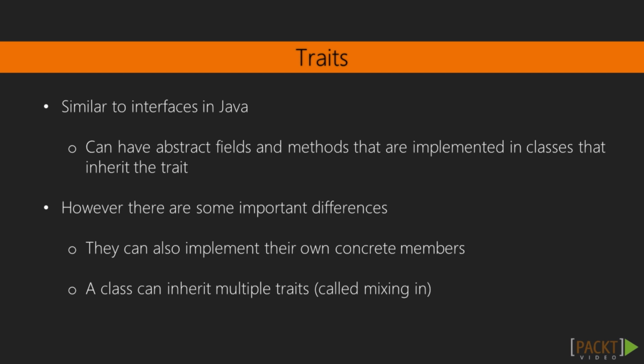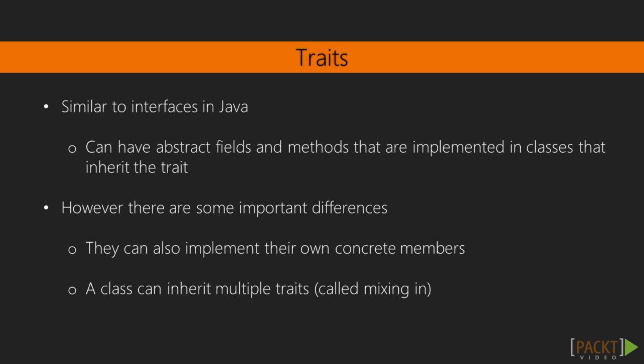Traits in Scala are very similar to interfaces in Java. They are most commonly used to represent abstract entities that can have abstract fields and methods that must be implemented in entities that extend that trait. Having said that, there are some important distinctions between Java interfaces and Scala traits. For instance, Scala traits are allowed to implement their own concrete members.